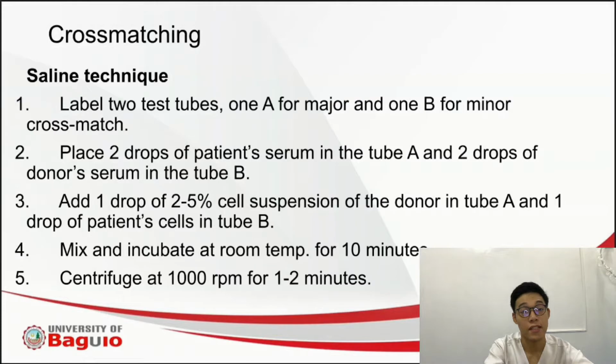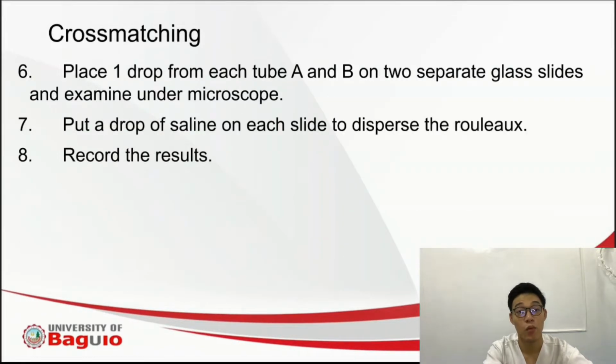It can be seen as a tomato colored suspension of the donor cells in tube A and 1 drop of patient cells in tube B. So we mix and incubate at room temperature for 10 minutes. Then centrifuge it at 100 rpm for 1 to 2 minutes. Then after that, place one drop from each tube A and B on two separate glass slides and examine under the microscope. Then put a drop of saline on each slide to disperse the rouleaux. And you have to record the results.